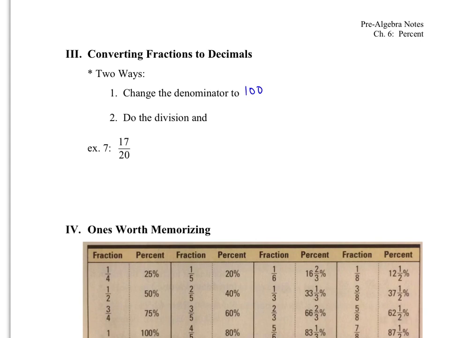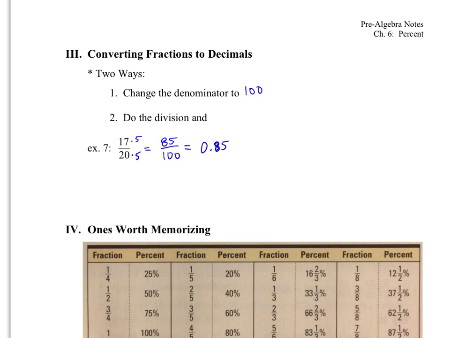So for example, we'll do example 7 here, 17 over 20. How do you make 20 into 100 by multiplying? You do times 5. So times 5, you would get 85 over 100, which is 0.85, because it's 85 hundredths. Okay?